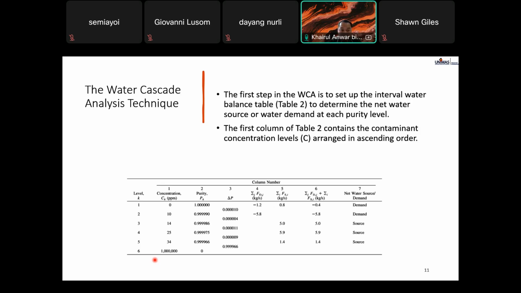So for the water cascade analysis, you need to do these two first. We have this level and the purity in ascending order. Okay.